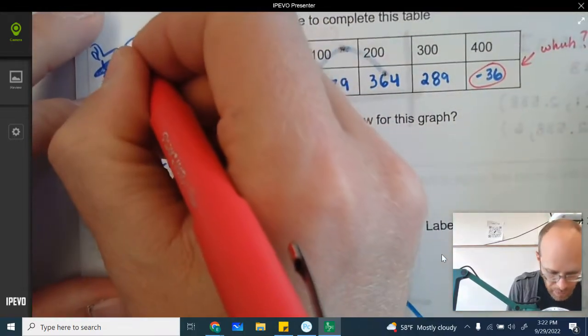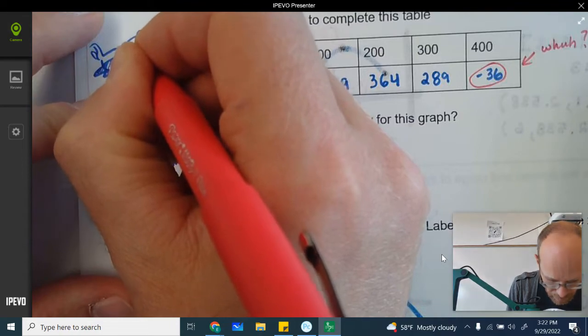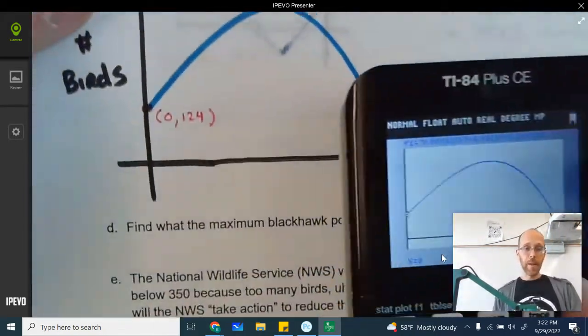Oh, this is very important. I got to color in the bird's beak. Much better. All right, let's continue.